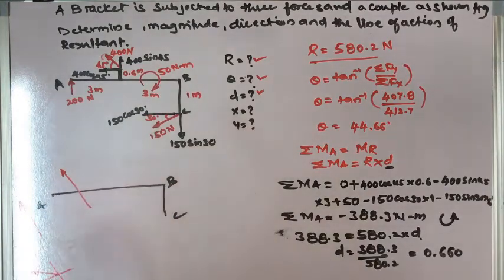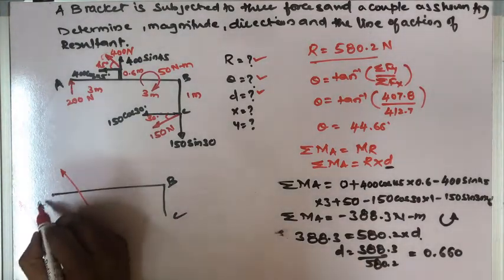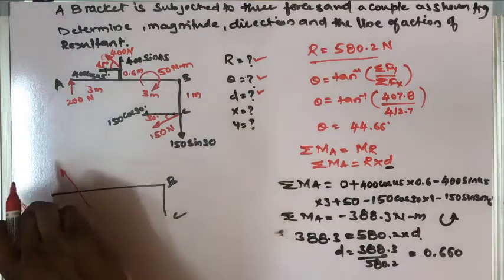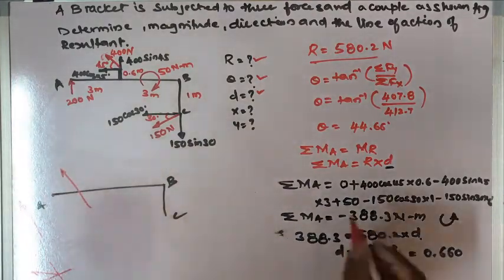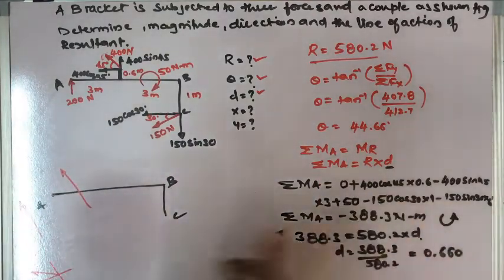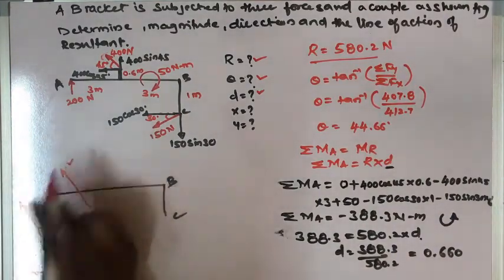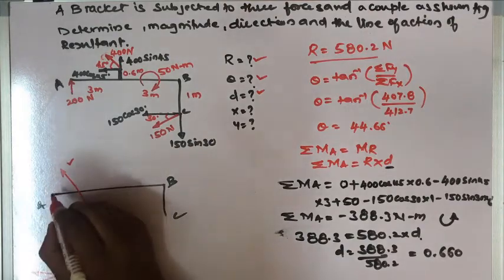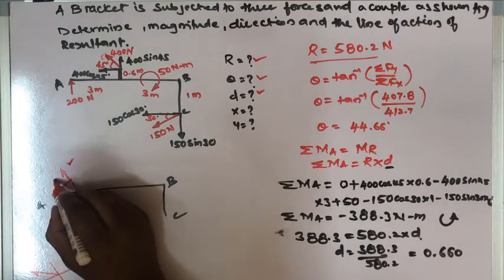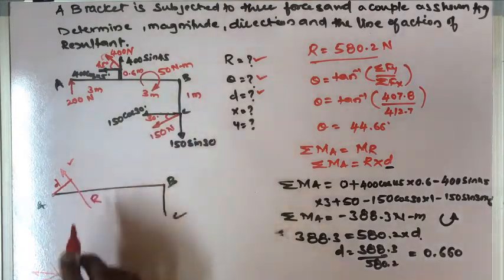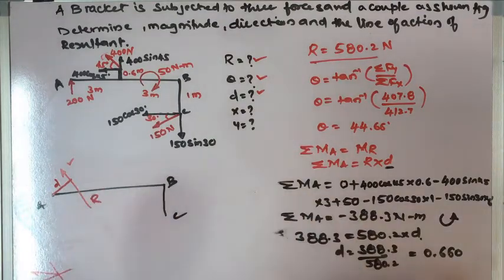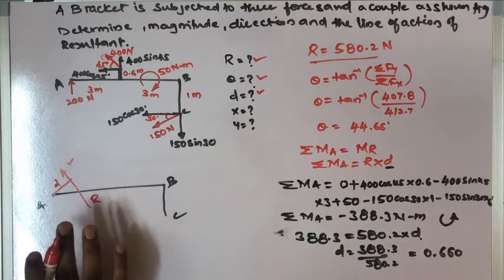Okay, if I consider this as the resultant, then it will produce a clockwise moment, but the moment we are getting is anti-clockwise. That means the resultant should produce the anti-clockwise moment. So this is correct. So I'll draw this, and this is your d value, and this is your resultant, which is 580.2, and the distance is 0.660.